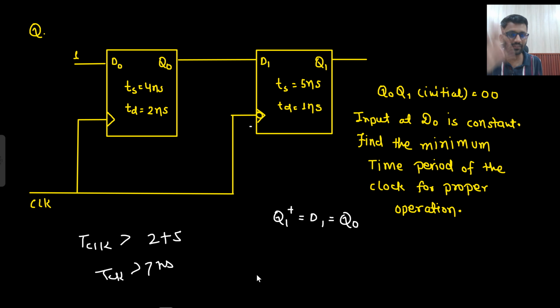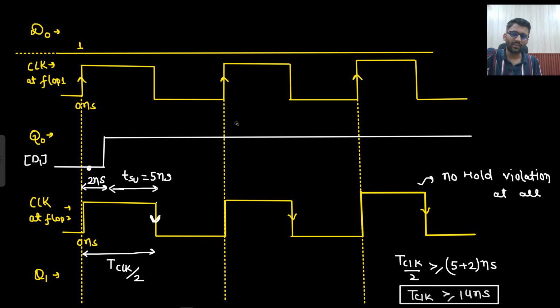But I know that it is negatively edge triggered, so there is some catch. So I solved it using the timing diagram. But what is the conclusion I would make now? Okay, a very interesting thing will come.